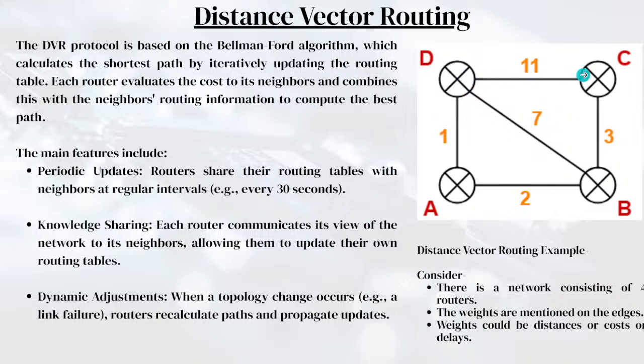Okay, so here in this example you can see the four routers A, B, C and D. The weights are also mentioned on the edges. A to D is 1, right? D to C is 11, C to E is 3, A to B is 2, B to D is 7. Like that, all the edges have their weightage. Weightage could be the distance or cost of delay.